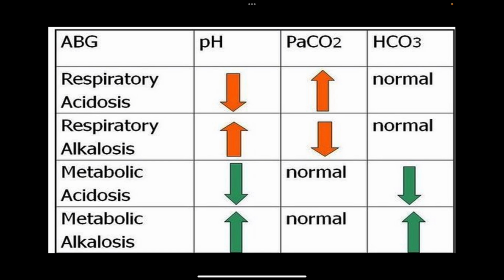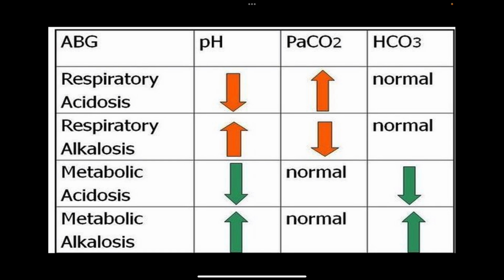Now this chart shows the four primary acid-base disorders: respiratory acidosis, respiratory alkalosis, metabolic acidosis, and metabolic alkalosis. As you can see, it is acidosis when the pH is low, alkalosis when the pH is high. It is respiratory when primary changes are in the PaCO2, and metabolic when primary changes occur in the bicarbonate levels.